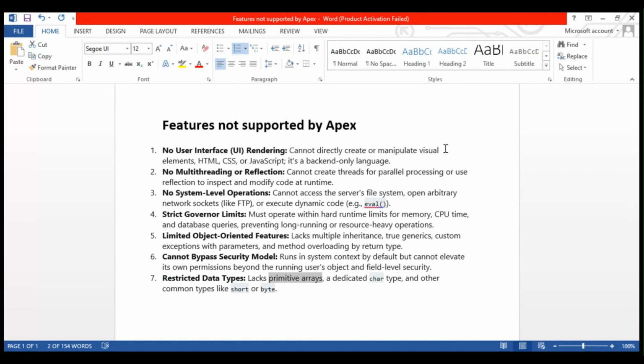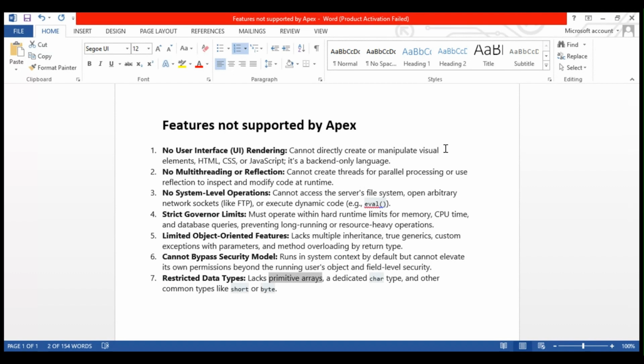First one is that the Apex programming does not support any UI user interfaces. That means, friend, if you want to use any HTML, CSS, JavaScript, you must use the LWC Lightning Web Component interface of the Salesforce within Apex programming. You cannot use any HTML or CSS or any UI UX things in the Apex. So these are the limitations. This is the feature which is not available in Apex.